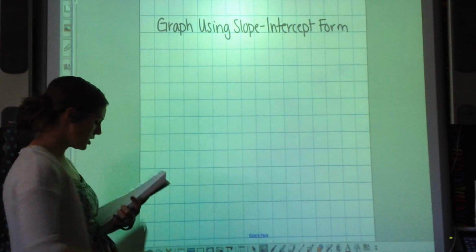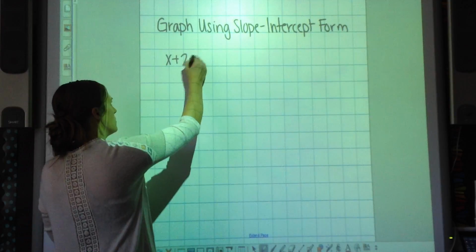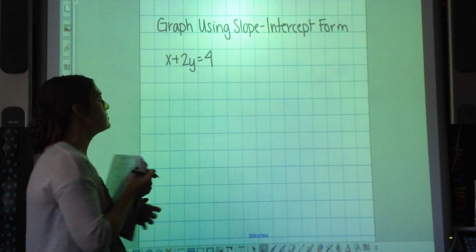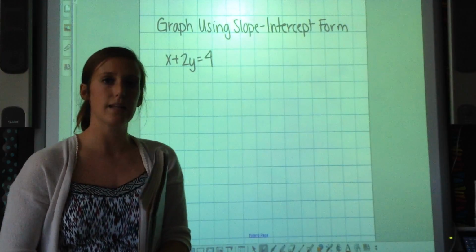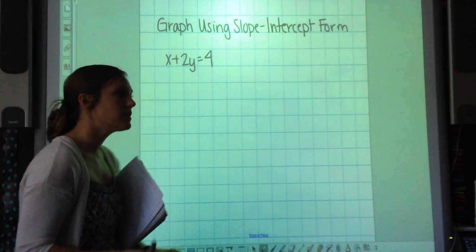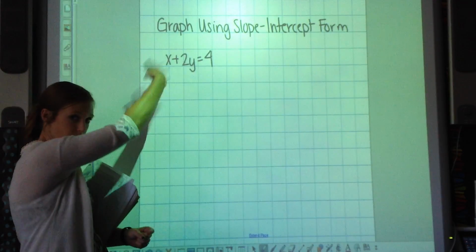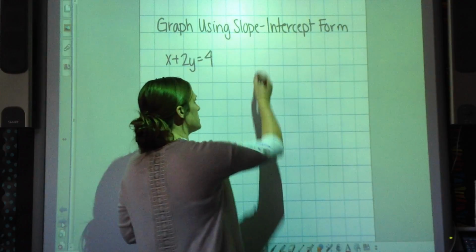We have the equation x + 2y = 4. There's a reason why we just had you identifying the slope and the y-intercept in the last slide. It's because you're going to use those two things to graph. You cannot identify your slope and your y-intercept like this. It's got to be in slope-intercept form. So that's going to be your first step.